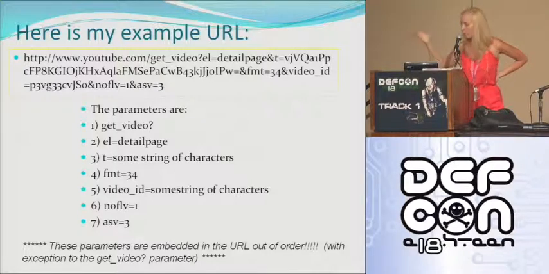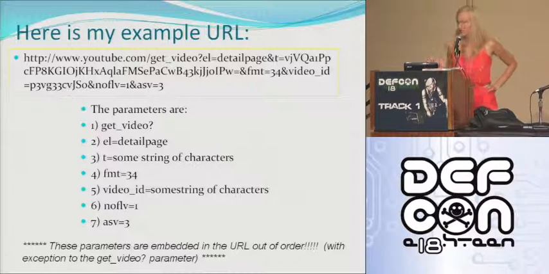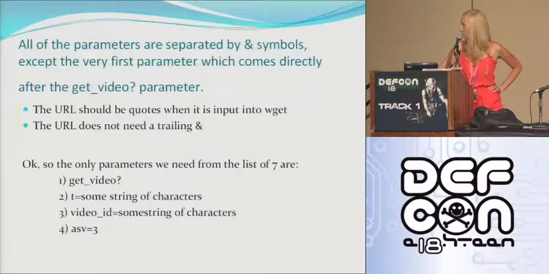When you copy the URL, all of these parameters come out of order a lot of times. So you have to be able to identify that there are different parameters there. They don't always come in the order in the example URL. They come all out of order, with the exception of the get video one.